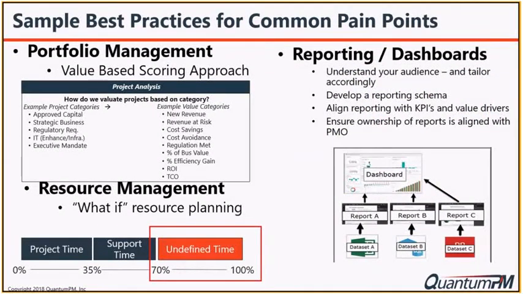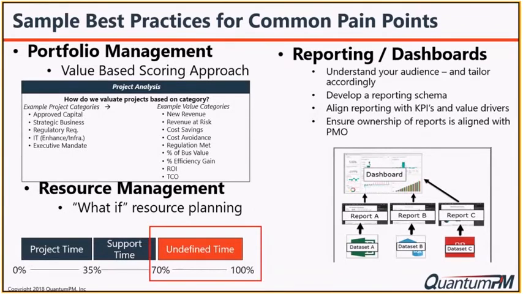Okay, let's talk about best practices. Some of the common pain points that companies have include what I call the big three. The big three that we really focus on: portfolio management is one of the big three pain points that organizations have. A lot of times, being able to look at the domain of all the projects being worked on, scoring them in a consistent and uniform manner, and really allow you to mathematically prescribe a particular value associated with an investment.